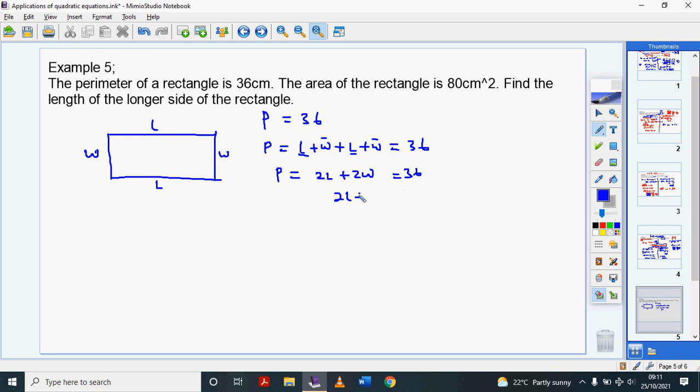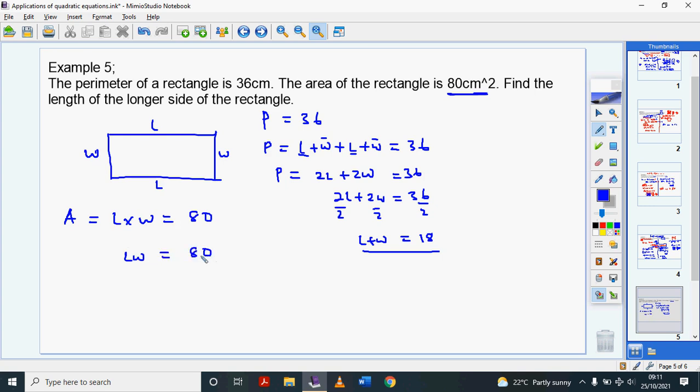So I have this equation, 2L plus 2W is equal to 36. I can decide to divide by 2, and then I have L plus W is equal to 18. I have that equation from the perimeter. And then it says the area is 80. Area of a rectangle is length times width, and they're telling me that when I multiply the length times width of this rectangle, I'll get 80. So L times W is equal to 80.